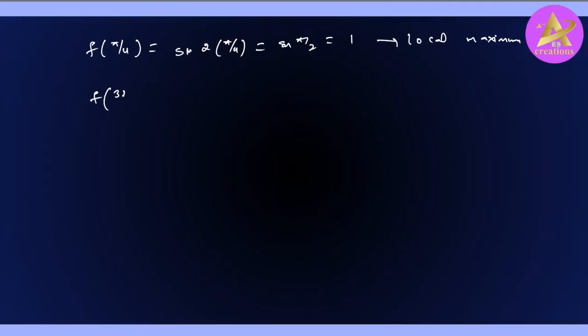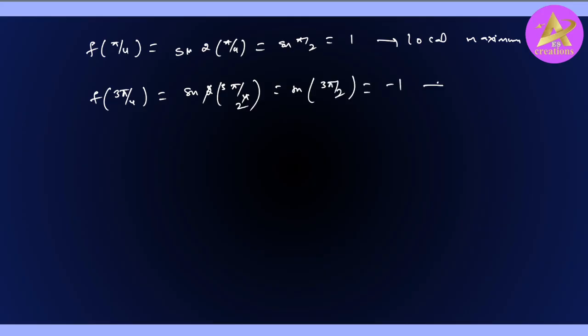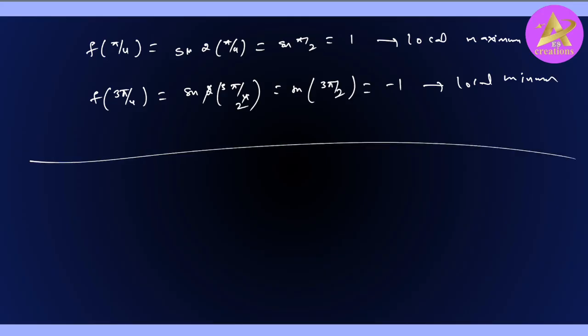Next, f of 3 pi by 4, that is sin 2 of 3 pi by 4, 2 threes are 6, so that is sin 3 pi by 2. This value is minus 1. This is called local minimum. Okay, this is one type of method.